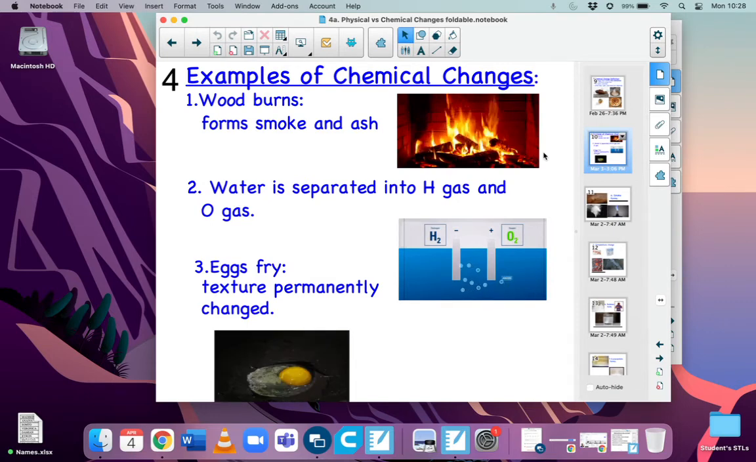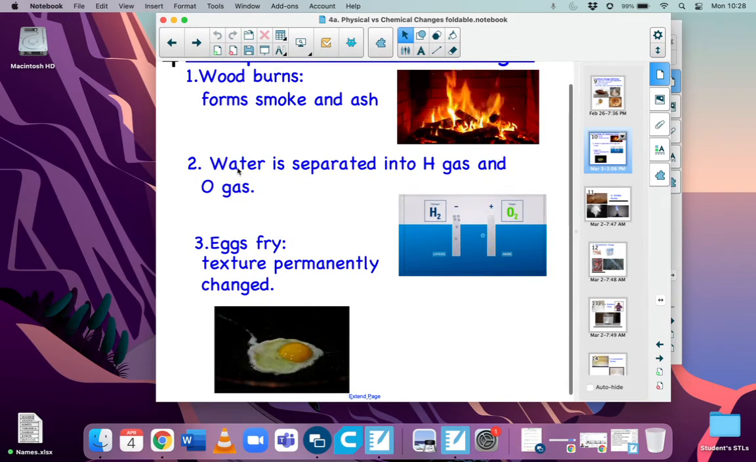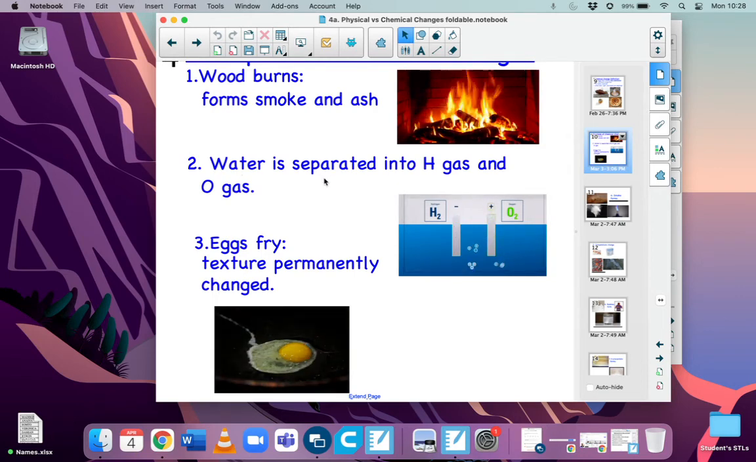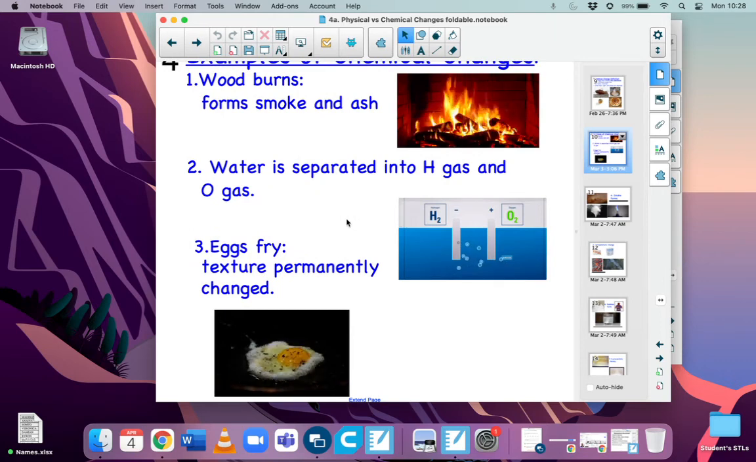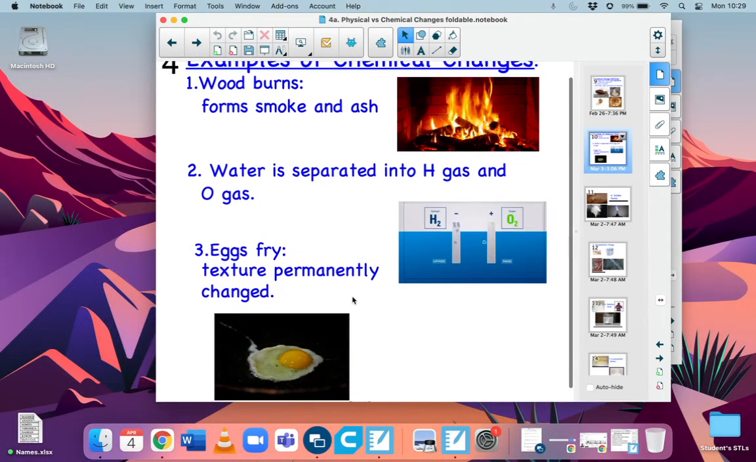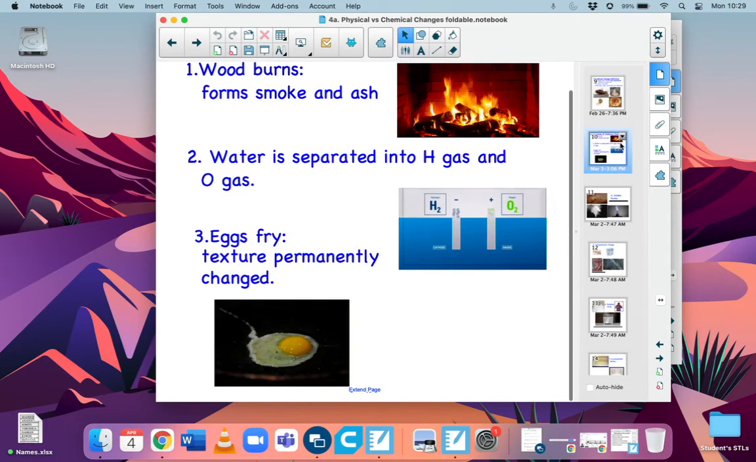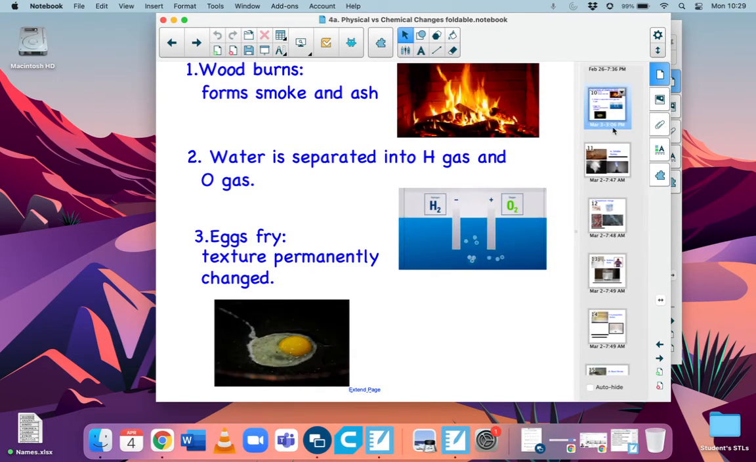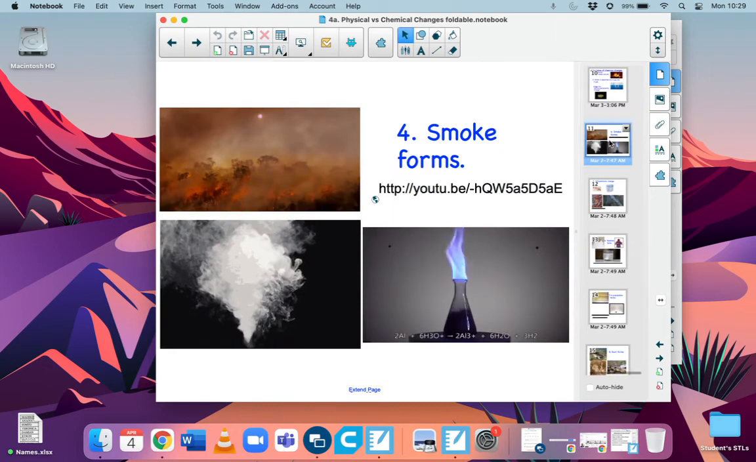So here are some other examples: wood burning, or anything burning for that matter. When you separate a water molecule, H2O, into just hydrogen and just oxygen, those are new substances that are totally different from H2O. So that's a chemical change. Frying eggs or anything else, a permanent change in texture usually means you have a chemical change.